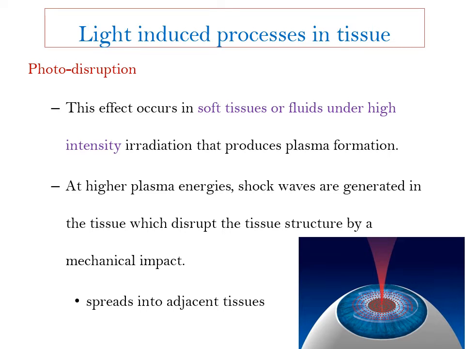So photodisruption occurs in soft tissues or fluids under high intensity radiation. The result will be plasma formation at high plasma energies. A shock wave will be generated in the tissue that will disrupt the tissue structure by mechanical impact. So mechanical impact is the end result in photodisruption. That mechanical impact will spread into adjacent tissues. So the difference between photodisruption and plasma-induced ablation is that during photodisruption, the tissue is split by mechanical forces, whereas plasma-induced ablation is spatially confined to the breakdown region.